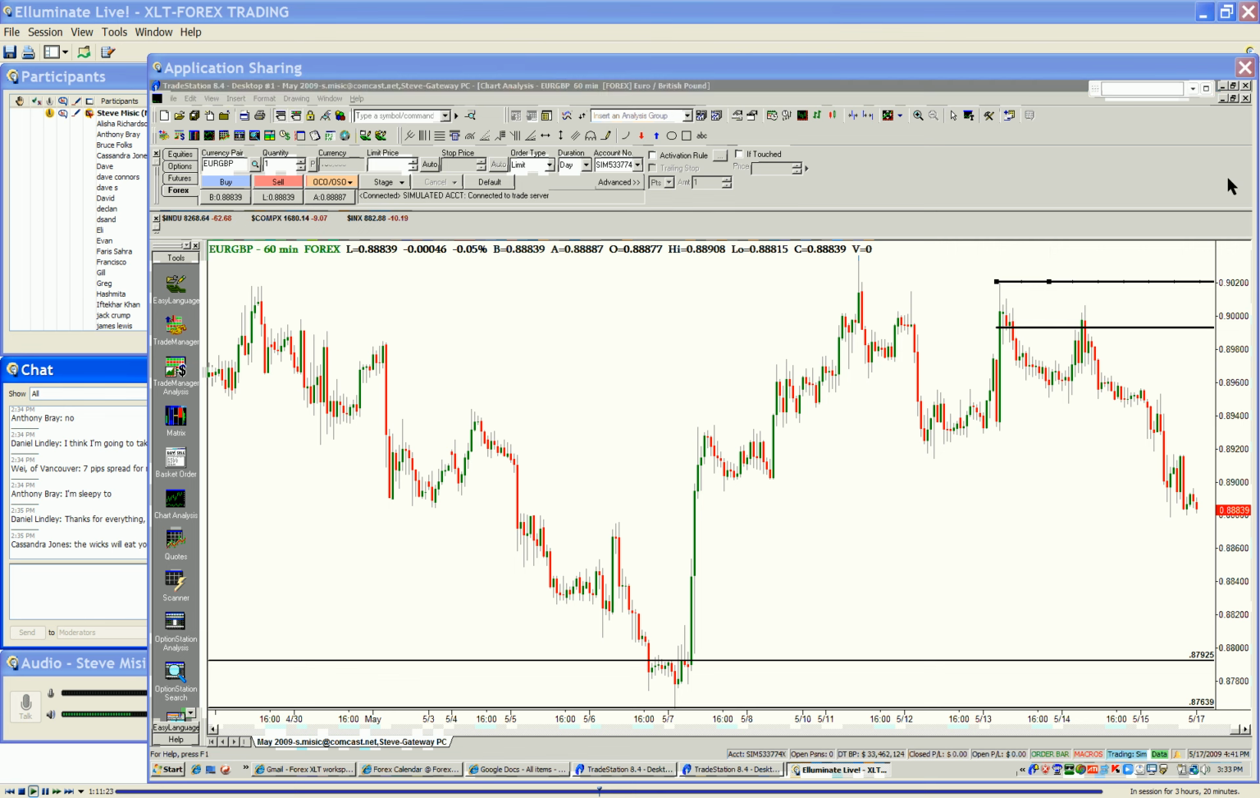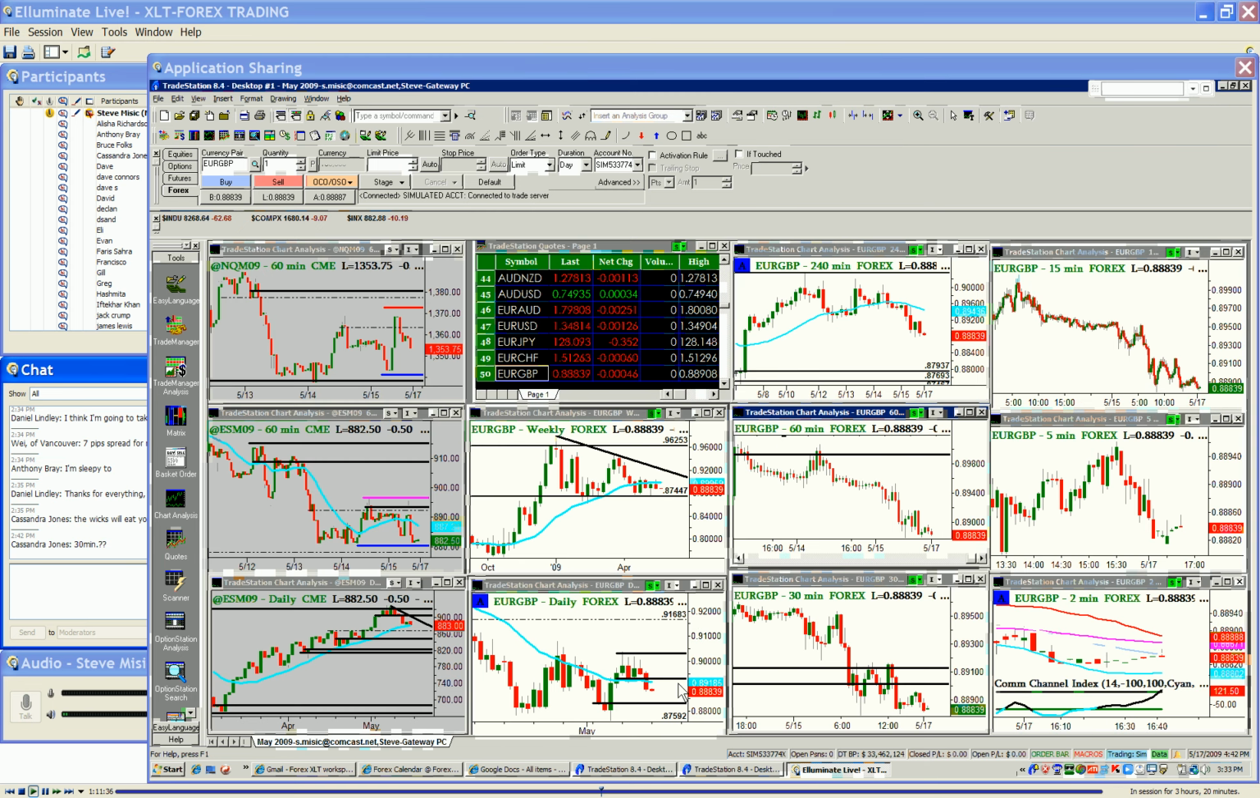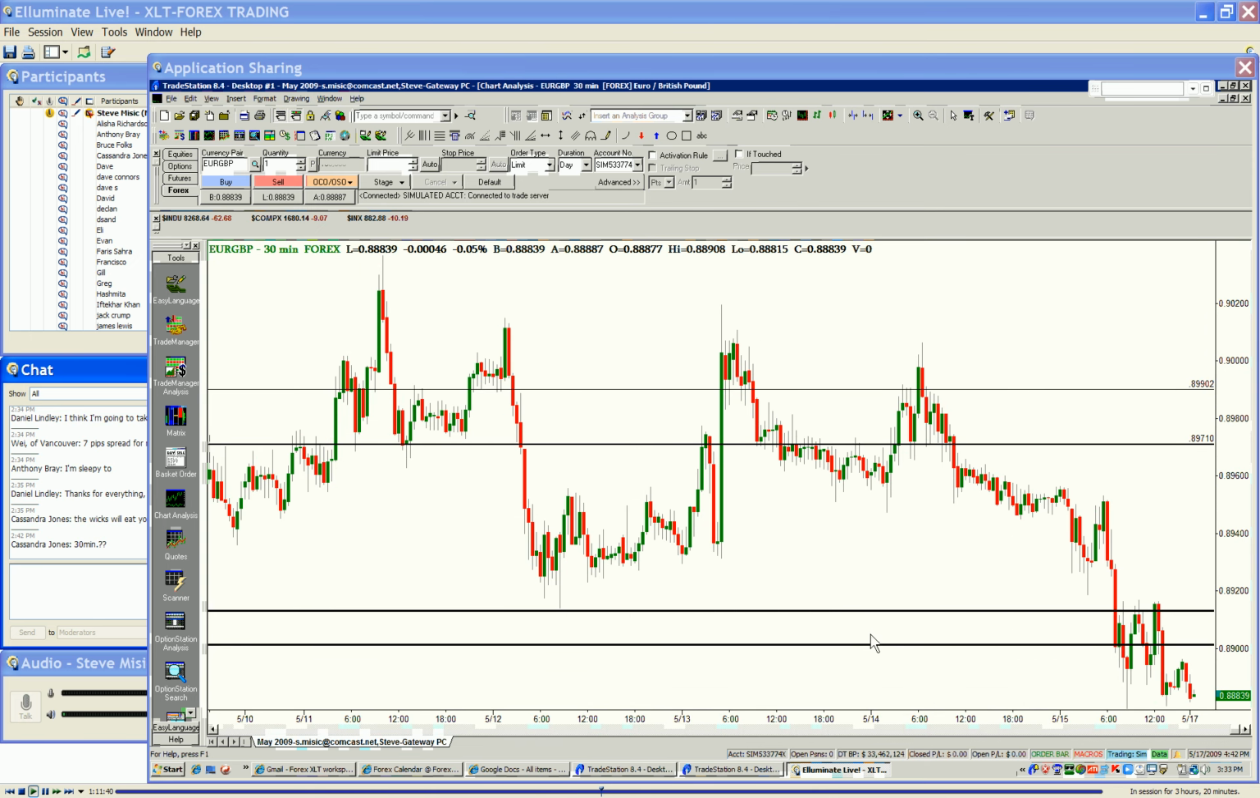Okay? So we were able to go a little bit farther than we were on the Euro versus the Swiss, but the results were the same. The first rally back into the supply level was a nice turn. Okay. All right. So that's a couple ideas for that one.